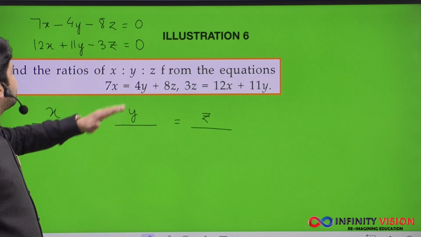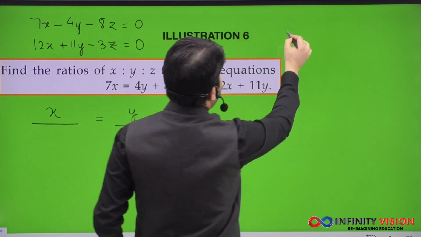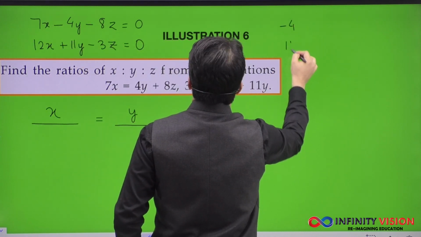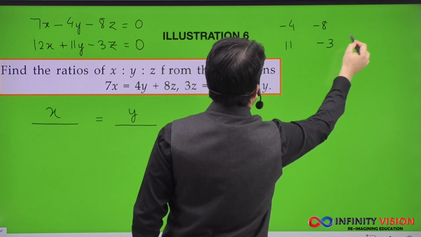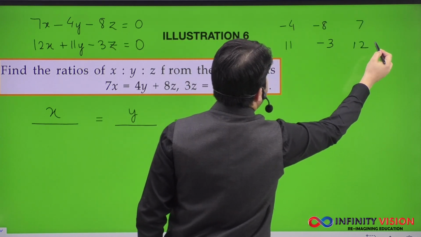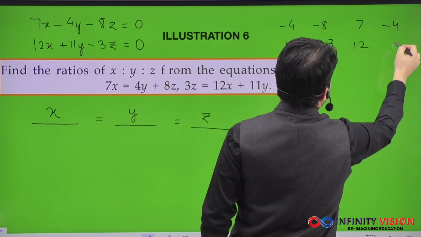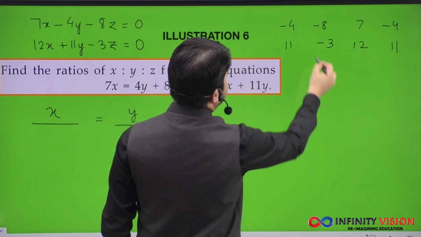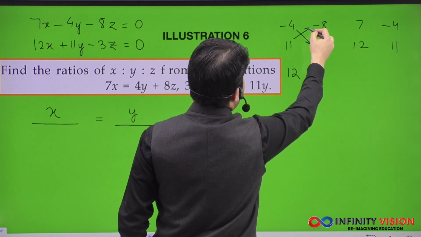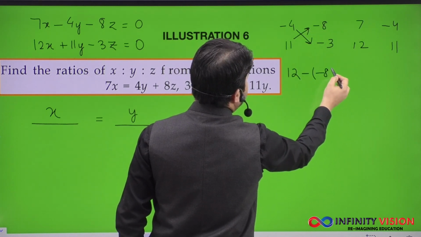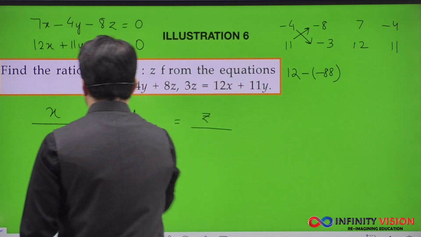I'll just write the symmetry from the coefficient of y: minus 4 and 11. Then I'm going to write minus 8 and minus 3. Then I'm going to write 7, 12, and then I'm going to end it with minus 4 and 11. So the first one would be minus 4 into minus 3, that is 12, minus minus 88, that makes it 100.